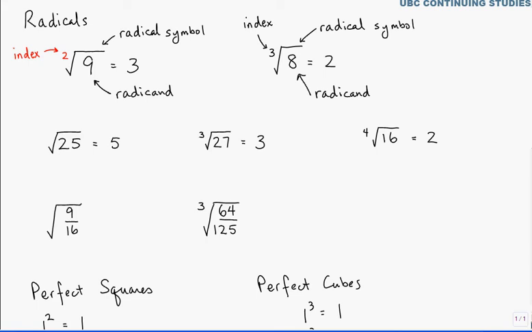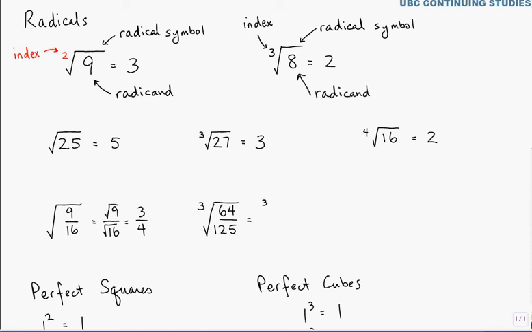What if you have a fraction? Well, you can simply apply the radical sign to the numerator and the denominator separately. So you would have root 9 over root 16. Now root 9, straightforward, that's 3. Root 16, straightforward, that's 4. And check it. Does 3 over 4 squared actually give you 9 over 16? Sure. 3 over 4 times 3 over 4 would give you 9 over 16.